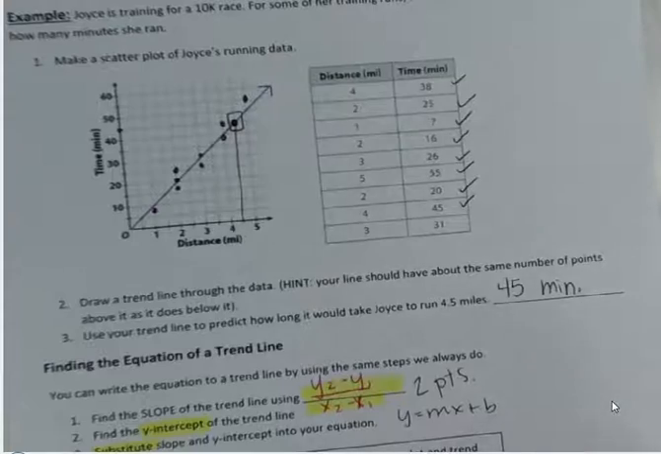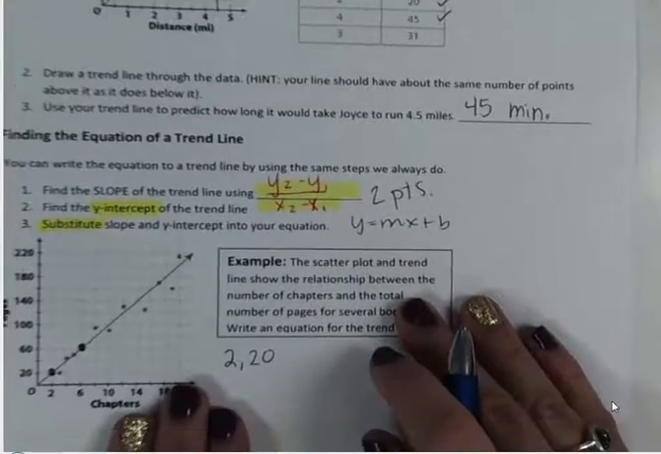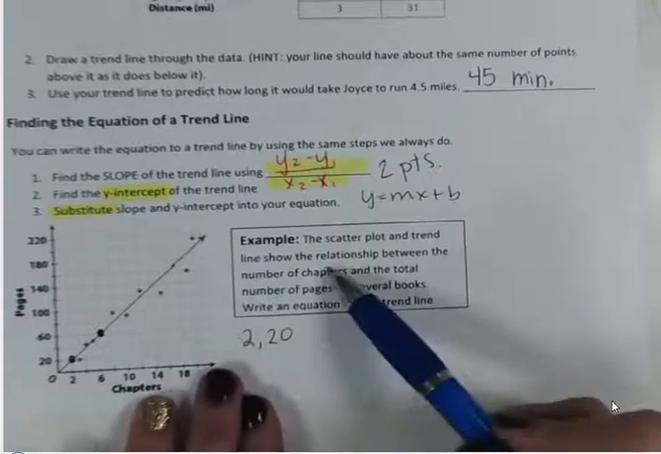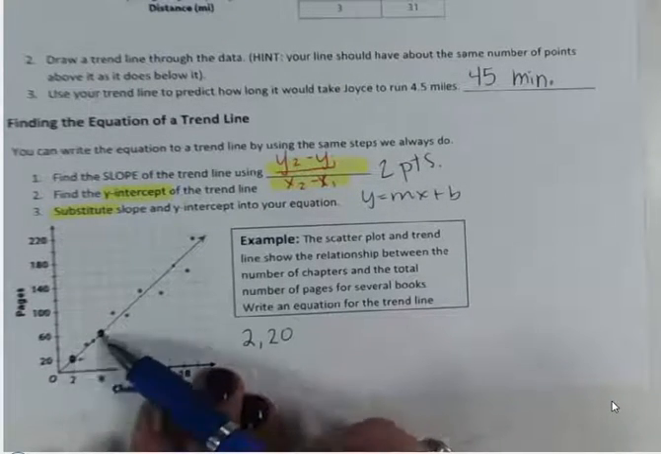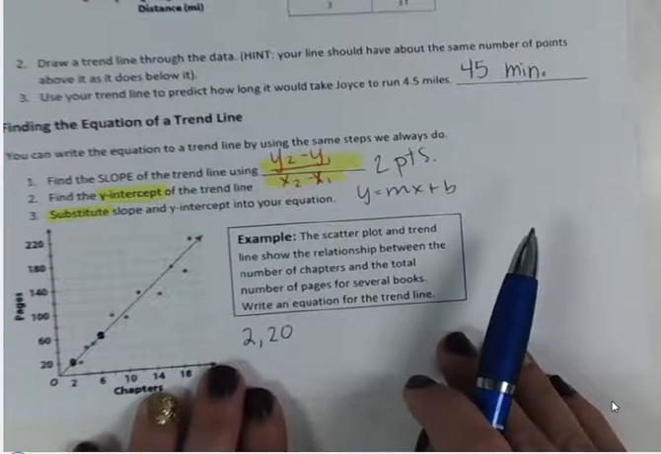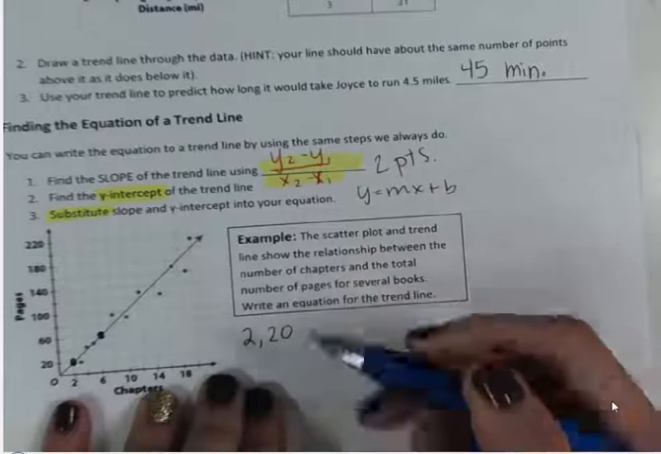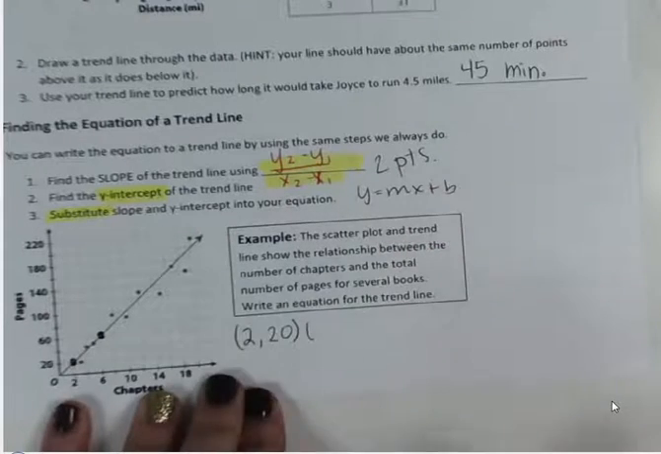I picked 2, 20. Oh, you can't see anything I'm doing. I'm so sorry. Okay, what I just did is all I did was read this, and then I picked these 2 points right here. Alright. 2, 20 was this point. I went over 2, up 20. Okay? Then, my next point is right here.